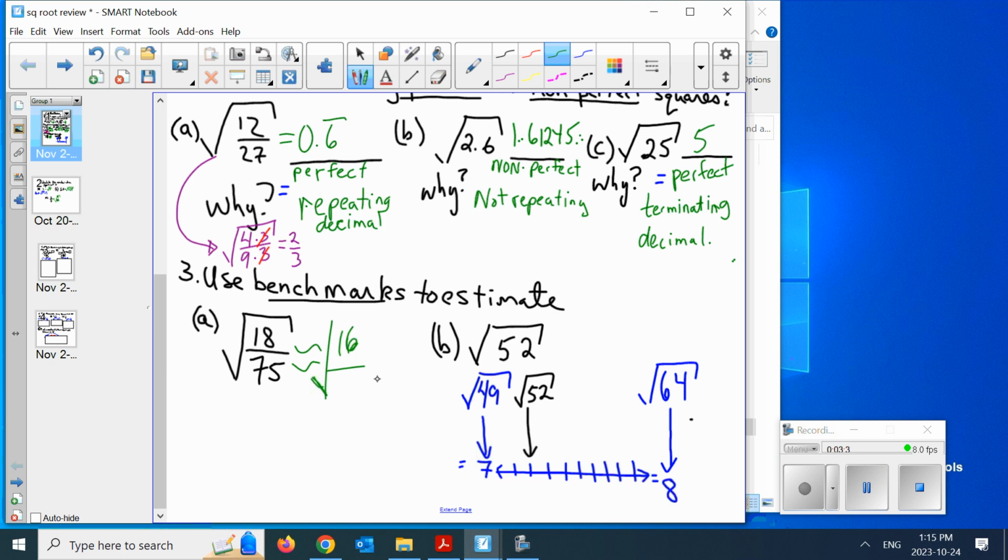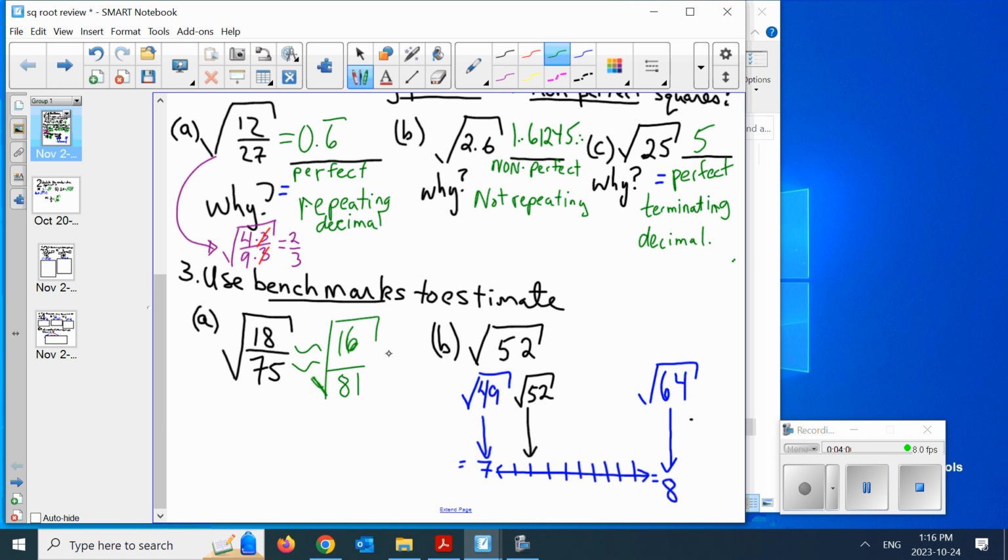So the bottom, 75. 75 is in between which two squares? Okay, so it's in between 64 and 81. Which one is it closer to, 64 or 81? 81. So it's closer to 9 squared, 81. So I'm going to write that down. And this is exactly what Jackson was asking about.